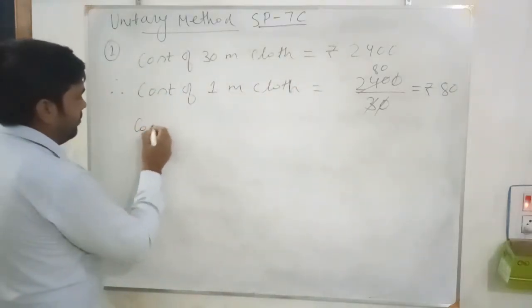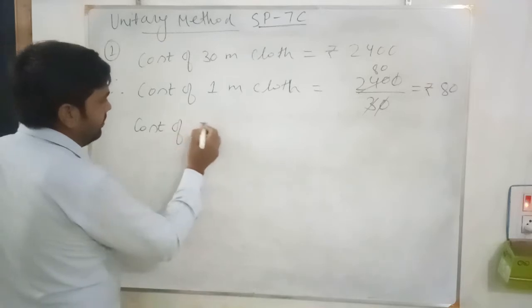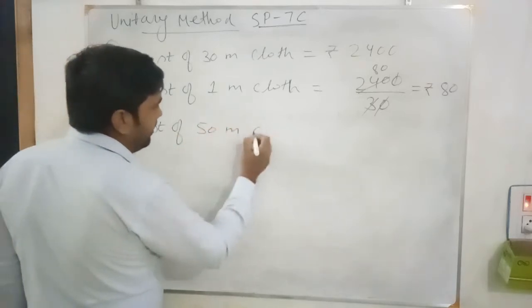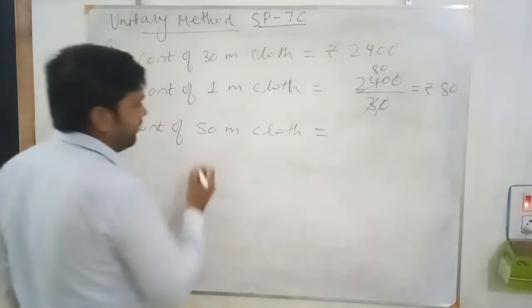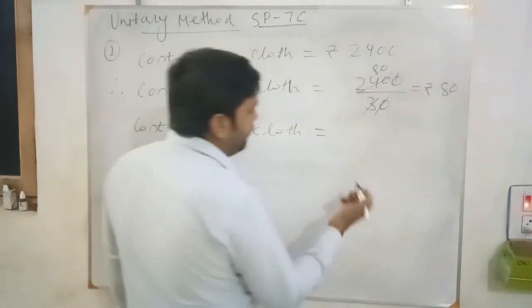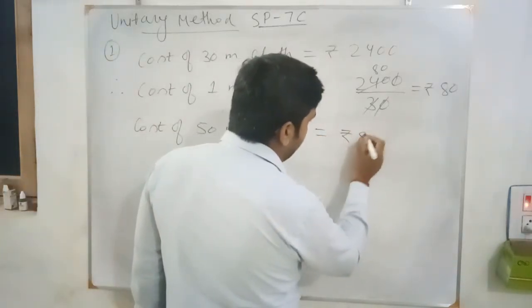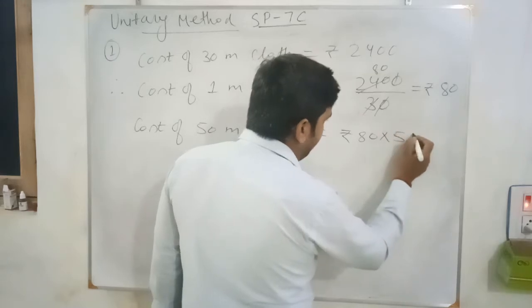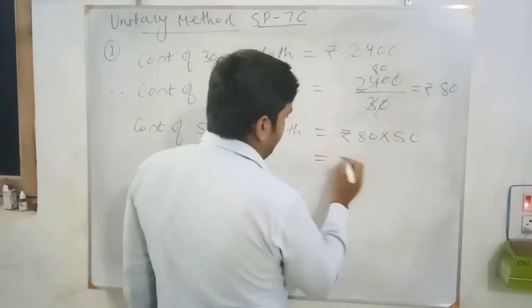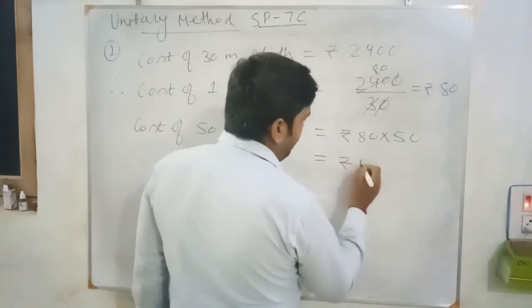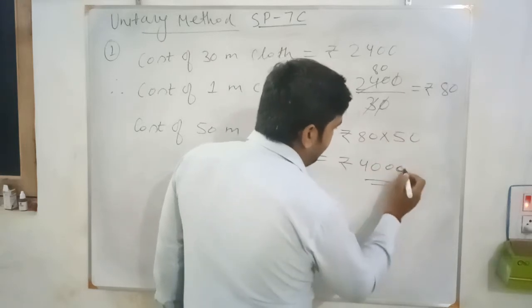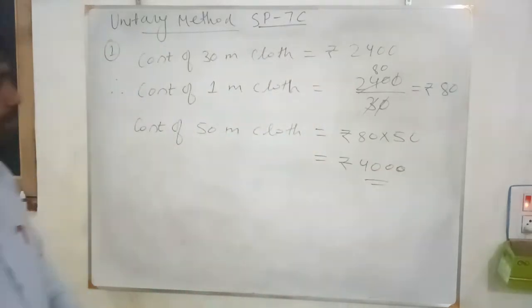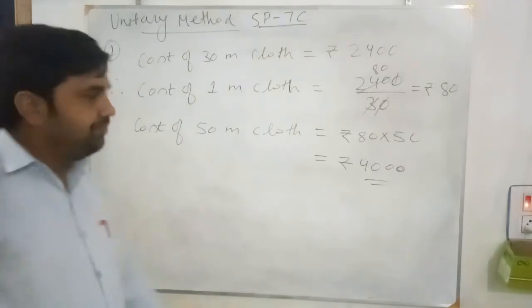Now the cost of 50 meters of cloth. You have to find the cost of 50 meters of cloth. The cost of 1 meter of cloth is rupees 80, so the cost of 50 meters will be more. For more we have to do the multiplication. 80 multiplied by 50. See, 5 8s are 40 and the 2 zeros we add after it, 4000. So the cost of 50 meters of cloth is rupees 4000.